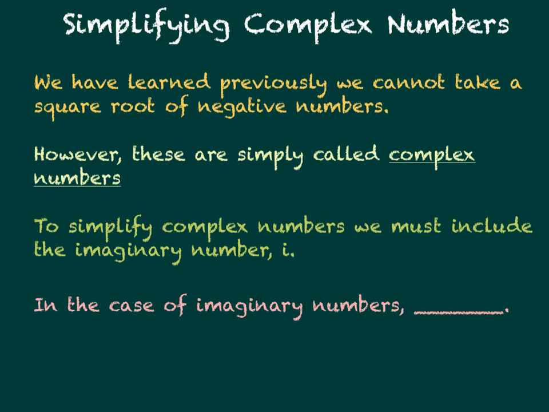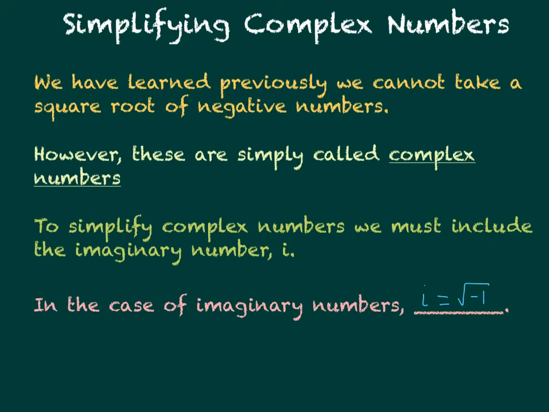Simplifying complex numbers. We have learned previously we cannot take a square root of negative numbers. However, these are simply called complex numbers, and we just need to learn how to deal with them. To simplify complex numbers, we must include the imaginary unit, i. In the case of imaginary numbers, i is going to be equal to the square root of negative 1.